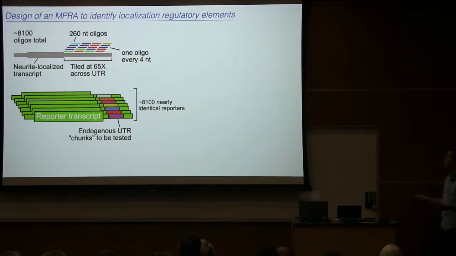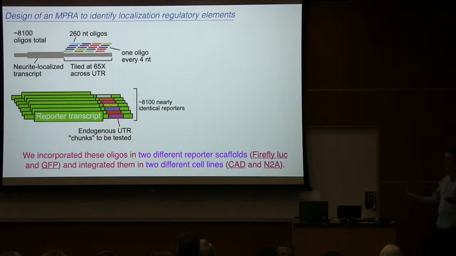Now we take that library of oligos, express it in cells, do our same fractionation and sequencing, and then for each oligo, count how many times we see it in neurite RNA and how many times we see it in soma RNA. Those that are more abundant in the neurite than the soma must have the ability to take this reporter to the neurites.